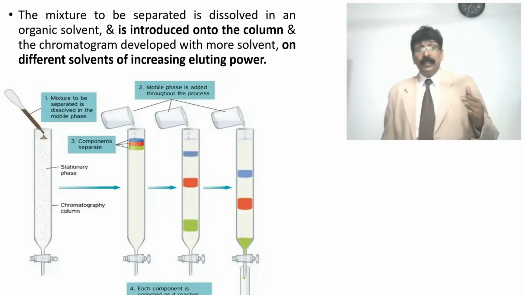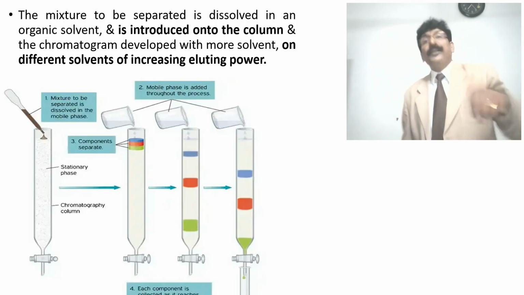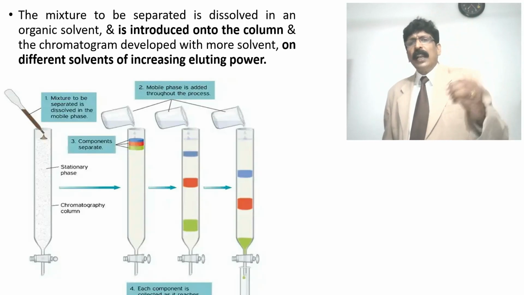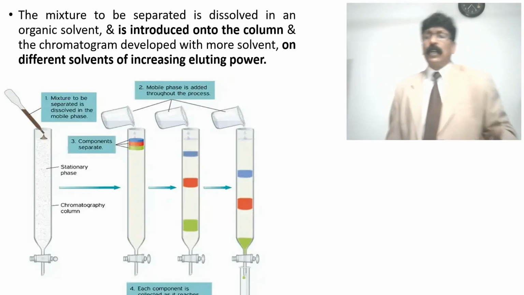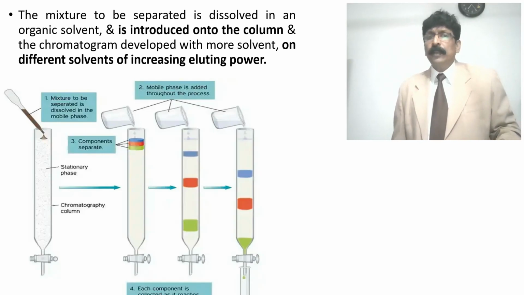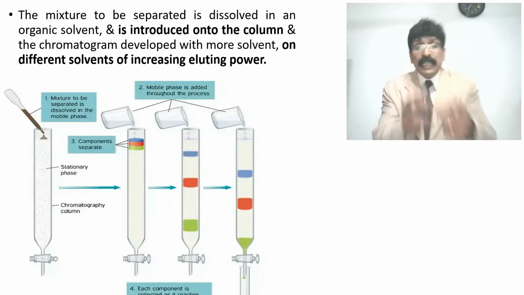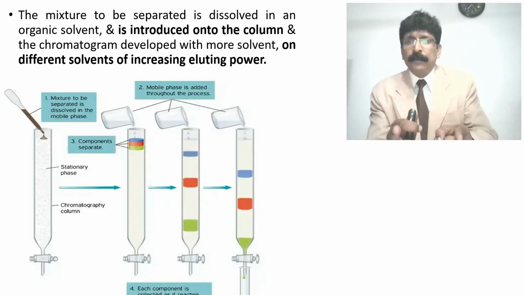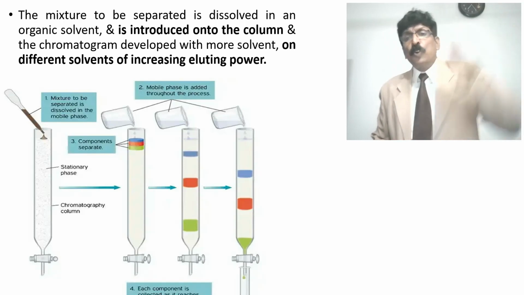The column is developed with different solvents of increasing eluting power. For example, if you have a mixture of compounds, you have to use various solvent systems, which I told you about in the classroom. In our previous class I was talking about extraction procedures. To make your extraction work, you should know the solubility and the polarity of the component. According to the solubility, you should know the solvent system, starting from hexane to water.